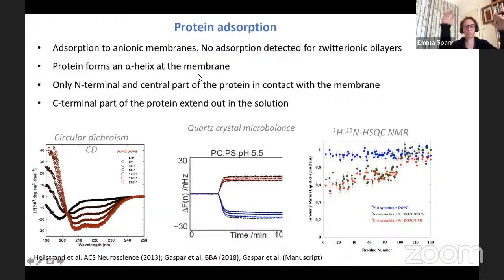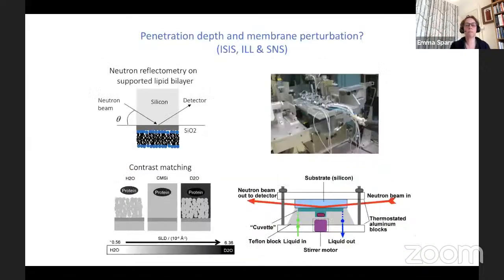So we have a protein that in part binds to the membrane, that part forms an alpha helix, and the C-terminal, which is actually very negatively charged, sticks out. We also looked at this with neutron reflectometry, quite many years ago now, with the question of where on the membrane the protein is sitting. Here we used, again, anionic model membranes, and the fully deuterated protein in this case, and then three different contrasts where we match out either the lipid or almost match out the protein.